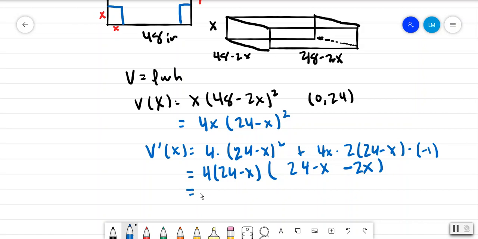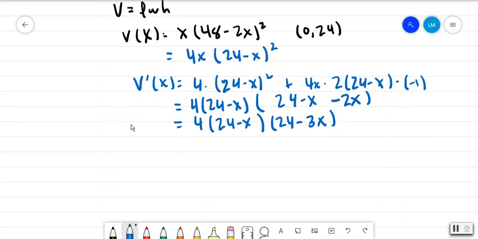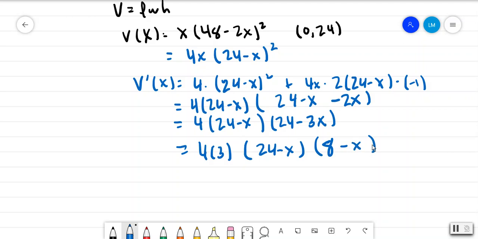So what this does is it gives us 4 times 24 minus x multiplied by 24 minus 3x. Now, notice that if we were to rewrite this, we would have 4 times 3 times 24 minus x multiplied by 8 minus x. What that does is it tells us that we have factors of 24 minus x and 12 and 8 minus x.